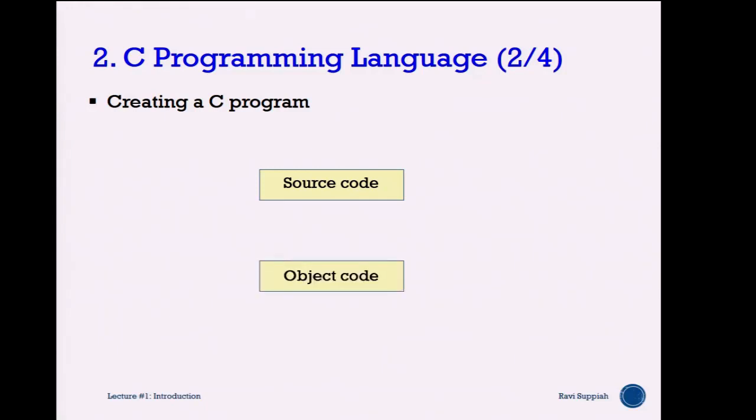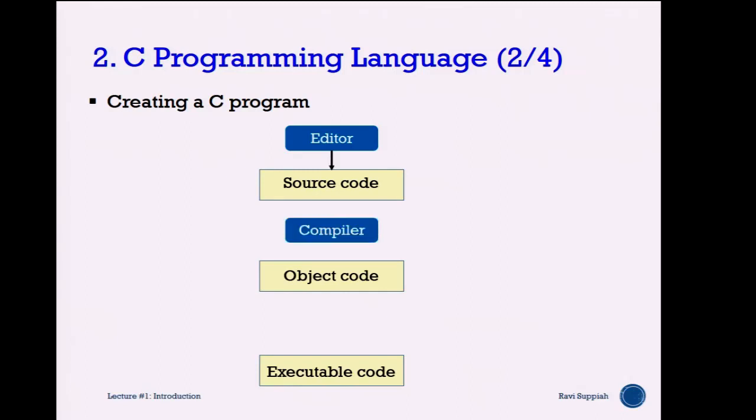When you create a C program, you start off first by writing the source code. The source code is what you type in an editor, in a .c file. After that, you have to click on the compile button. When you click on the compile button, the compiler will come in and convert your source code into what is called object code.